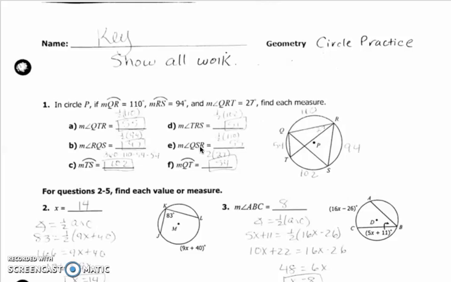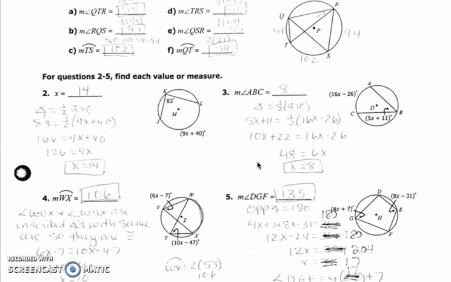Question E, I want to find angle QSR. So QSR is right here. It's an inscribed angle. It's half of that arc, so half of 110 is 55. And then arc QT is, this angle is 27 and that one's 54. That's the one that I actually already found.